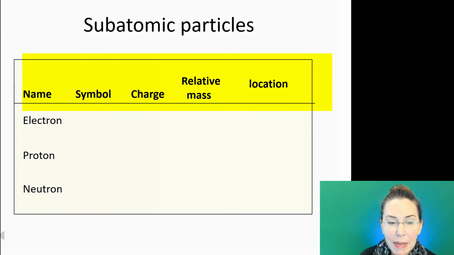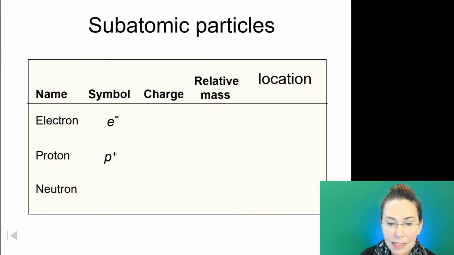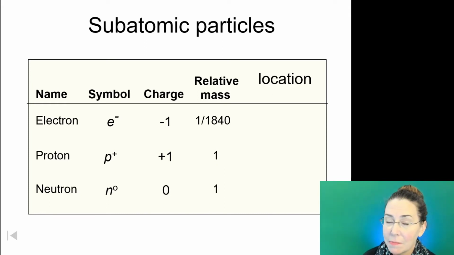Great. So the basic symbol for the electron looks like this, the proton and the neutron. The charge of an electron is -1, the charge of a proton is +1, and the charge of a neutron is 0. The electron has essentially, now this is rounded, 1/1840th of an AMU. The proton is 1 AMU and the neutron is also 1 AMU. So the mass of a proton and a neutron are the same. This is something that's going to be really important to us as we go through literally everything else in chemistry.